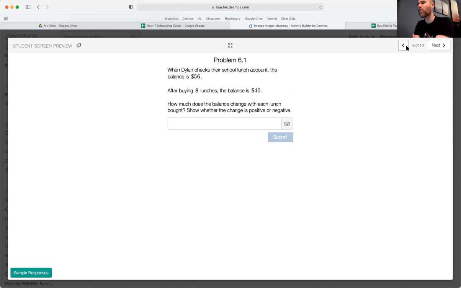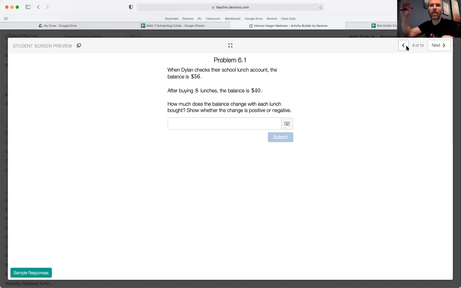When Dylan checks their school lunch account, the balance is $56. I'm assuming that means Dylan has $56, or is that like a bill he owes? I don't know. Let's assume it means he has $56. Yeah, because then after buying 8 lunches, the balance is $40. How much does the balance change with each lunch bought? Show whether the change is positive or negative.